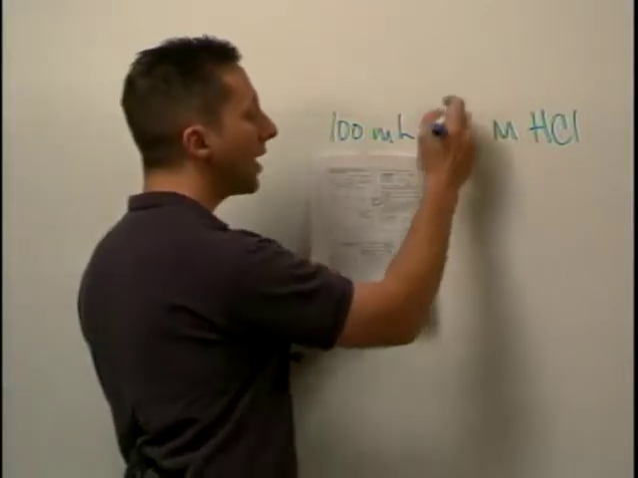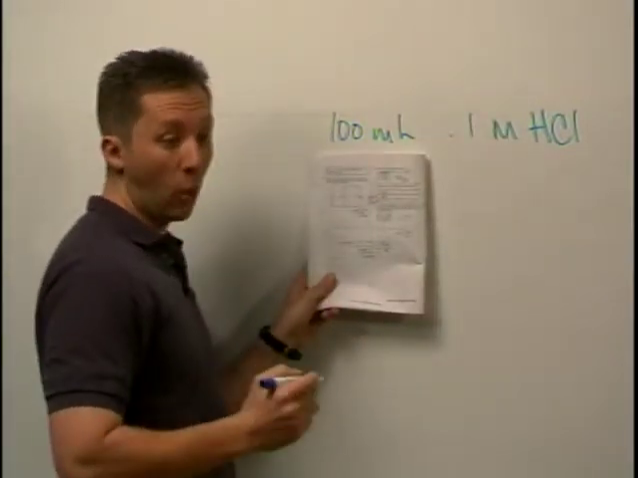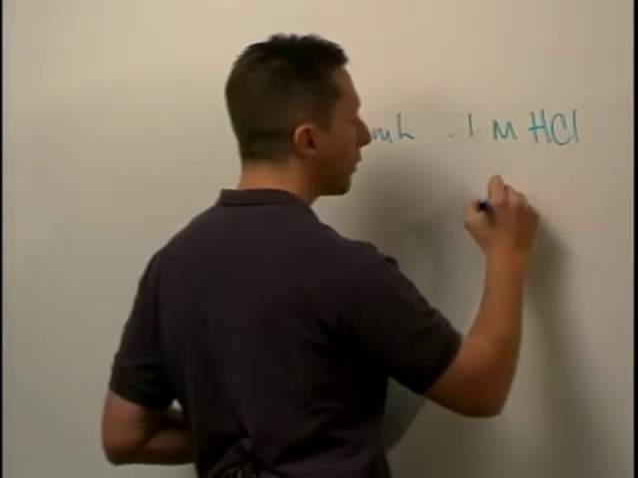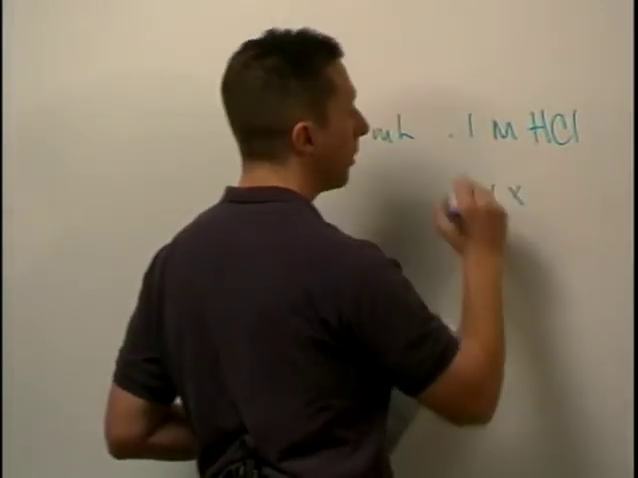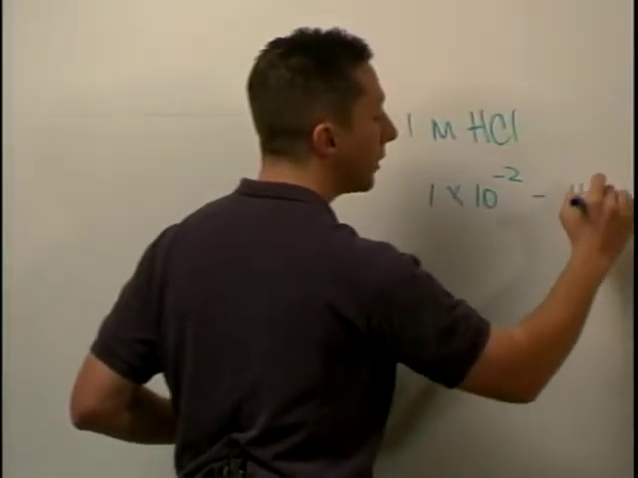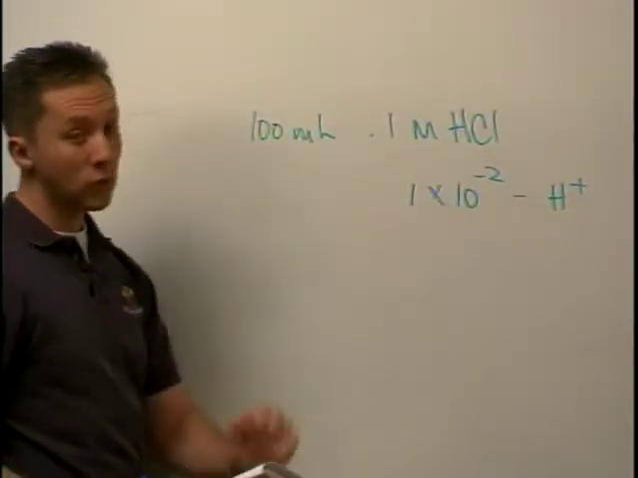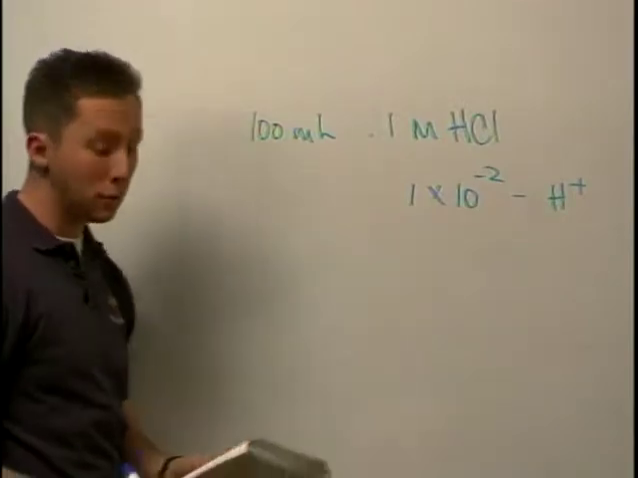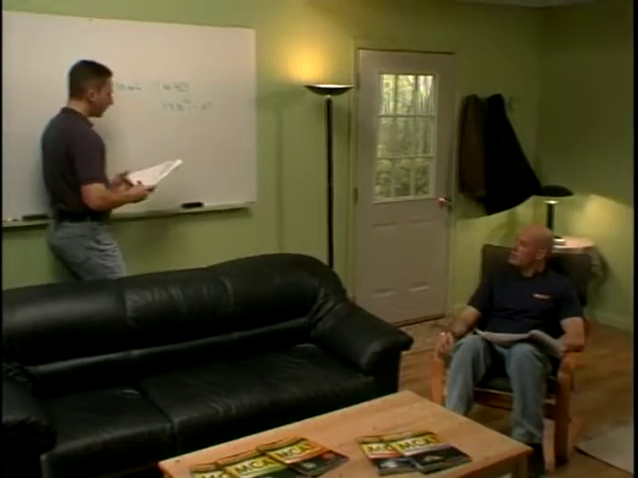So we only have 1/10 of 0.1 moles total H+. So our number now is 1/10 of 0.1, or 1 times 10 to the minus 2 moles of H+ ion in solution. We've got 1 times 10 to the minus 2 moles of H+ ion in our 100 milliliter solution.